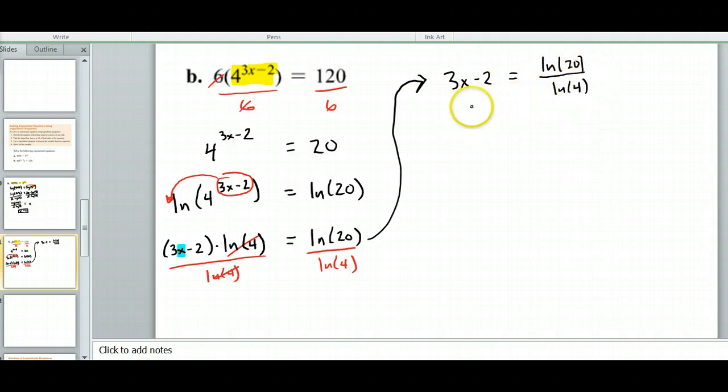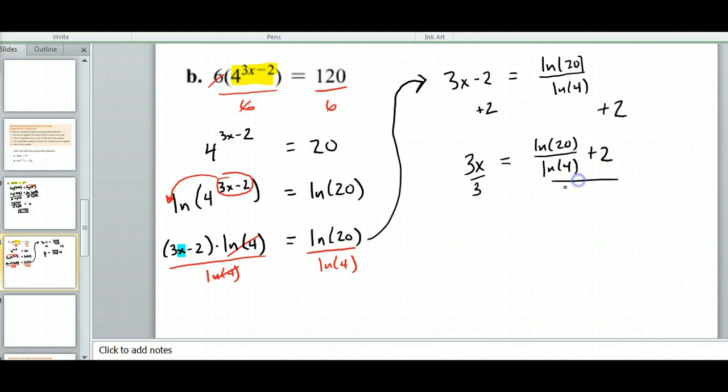Alright, and now to isolate that x, I add 2 to both sides. So I get 3x is equal to the natural log of 20 over the natural log of 4 plus 2. And then last thing, divide everything by 3. So x is equal to the natural log of 20 divided by the natural log of 4 plus 2, all divided by 3. And again, we would approximate that usually.